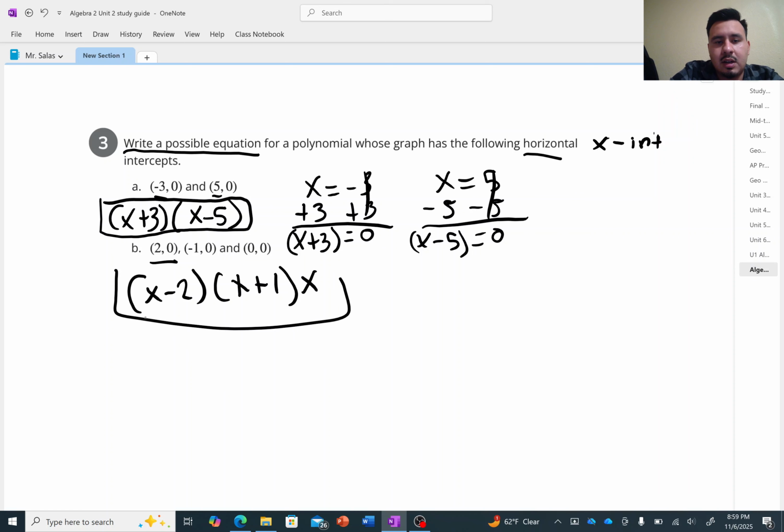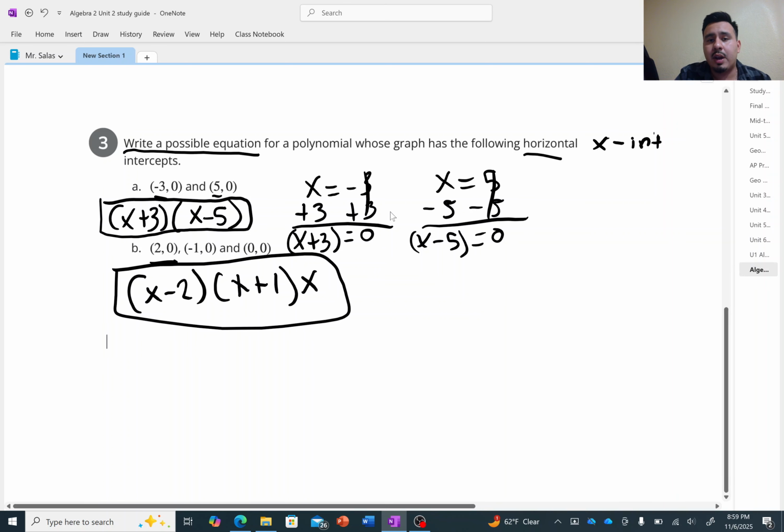This is a polynomial. So you have two options. You can just think about it, I'm going to do the opposite, or I can do the math steps that I showed you right here. And you should be fine.